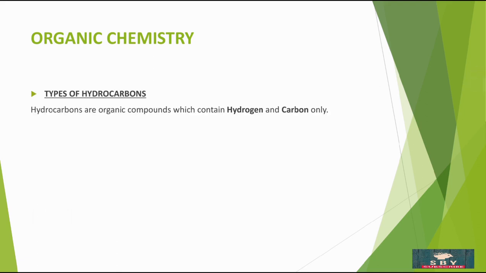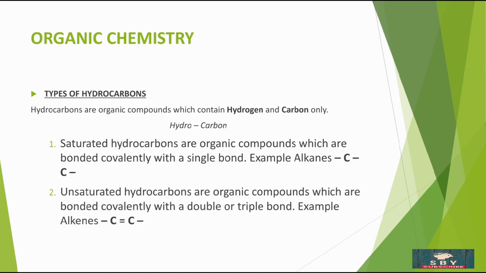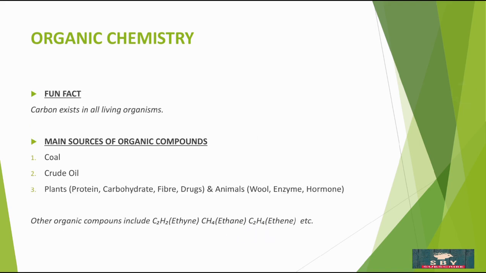So types of hydrocarbons. Hydrocarbons are organic compounds which contain hydrogen and carbon only. So as the name implies, hydrocarbon, hydrogen and carbon. So when you see any organic compound which contains hydrogen, carbon, and others, for example, they are not hydrocarbons. So these ones you are seeing down here are organic compounds. They are hydrocarbons because they contain only hydrogen and carbon.